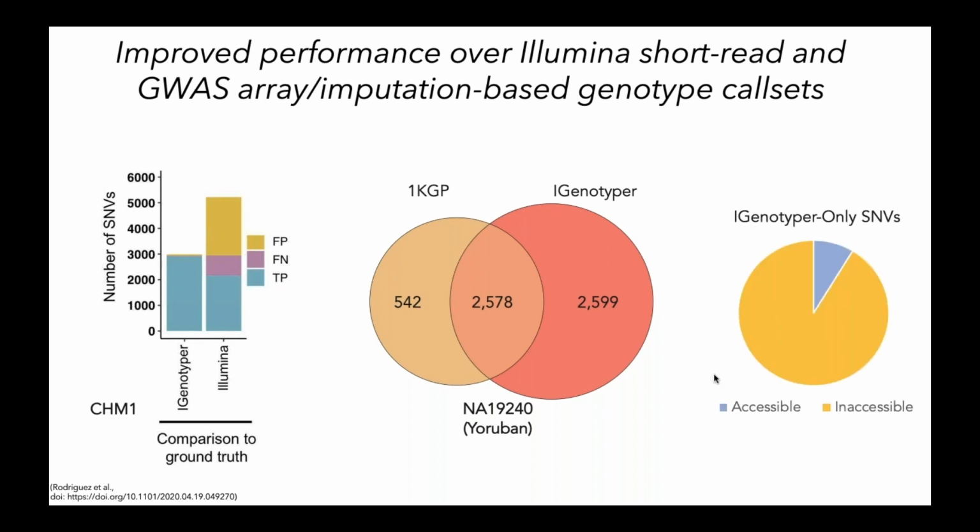And what we see is that the regions that only iGenotyper is calling are actually in regions of the genome that the 1000 Genomes Project had determined to be inaccessible. And so what I think we're showing here is that just by leveraging the longer PacBio reads, we're able to gain access to parts of the locus that previously were not being interrogated very well or accurately.